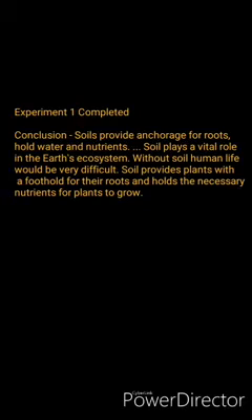Soil provides anchorage for roots, holds water and nutrients. Soil plays a vital role in Earth's ecosystem. Without soil, human life will be very difficult. Soil provides plants with a foothold for their roots and holds the necessary nutrients for plants to grow.